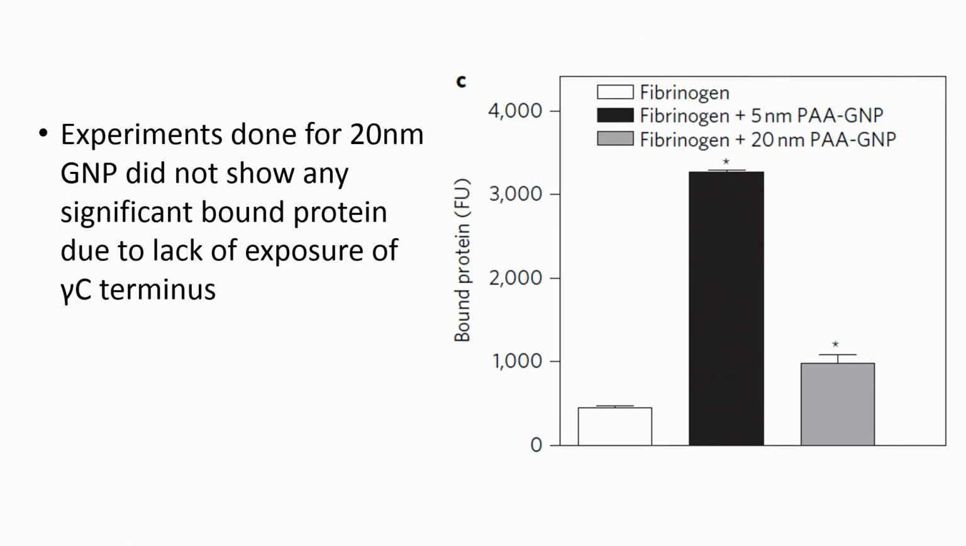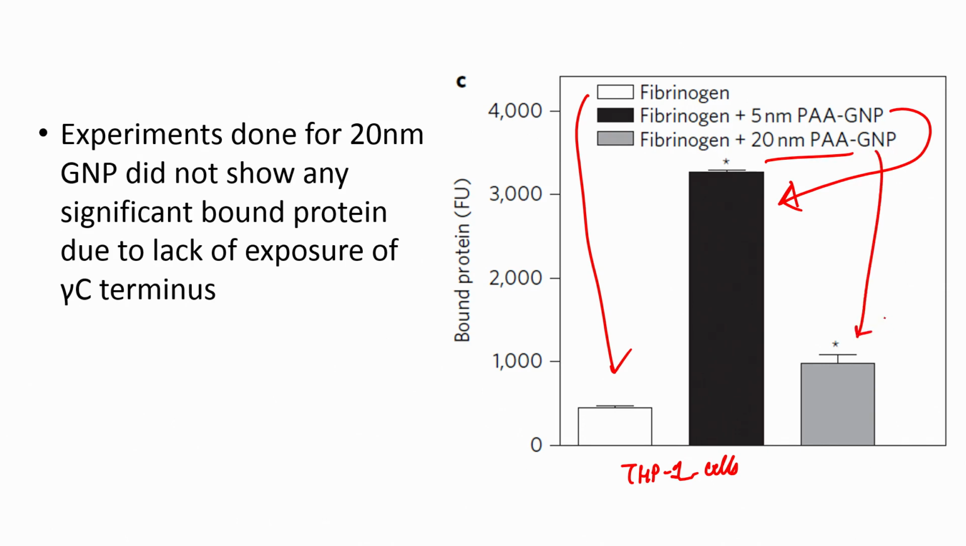So what they have done is, this is again your bound protein on these cells, again THP1 cells, and what they see, if you have only fibrinogen its structure is preserved, so that does not cause anything. If you have 5 nanometer, just like the last figure, it causes a lot of binding of the protein. If you use 20 nanometer, which we showed earlier, it does not bind and change the structure that much, so you see again there is a reduction in the protein that is getting adsorbed.